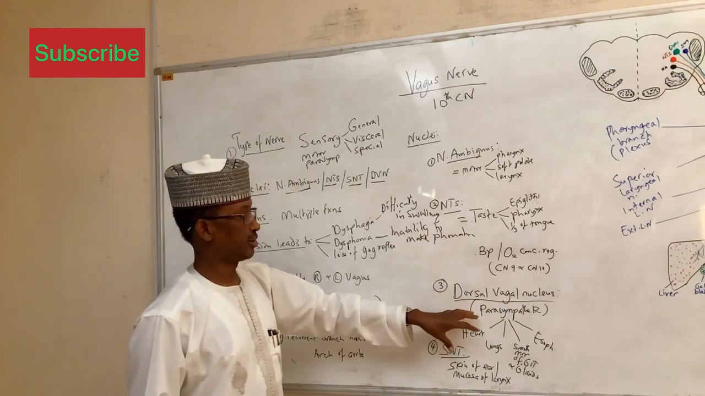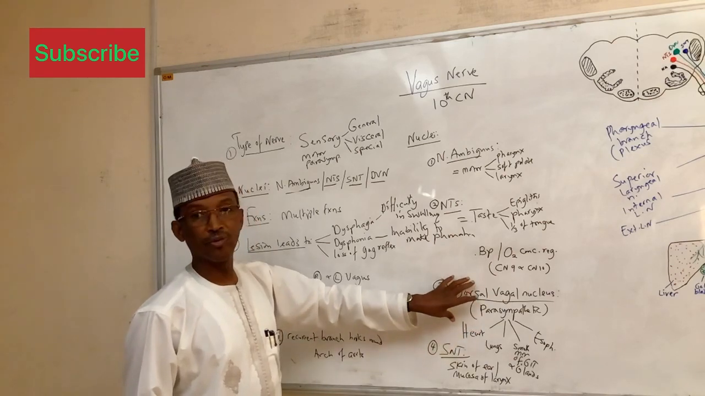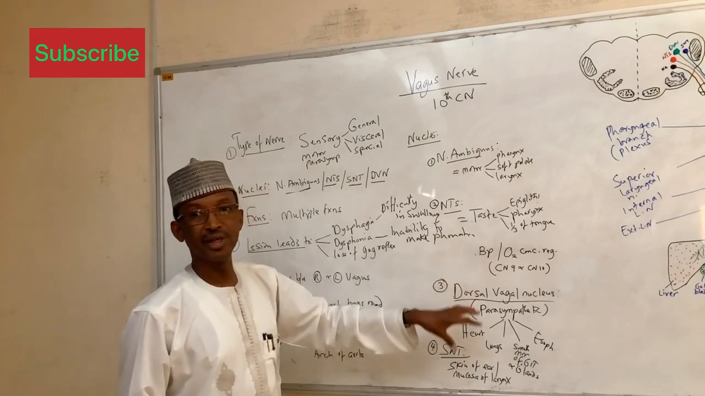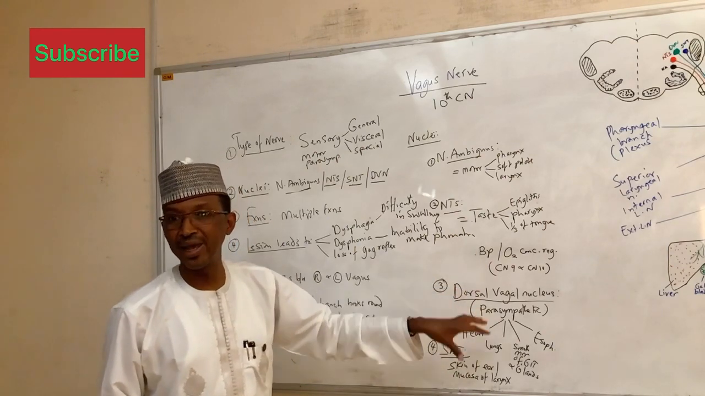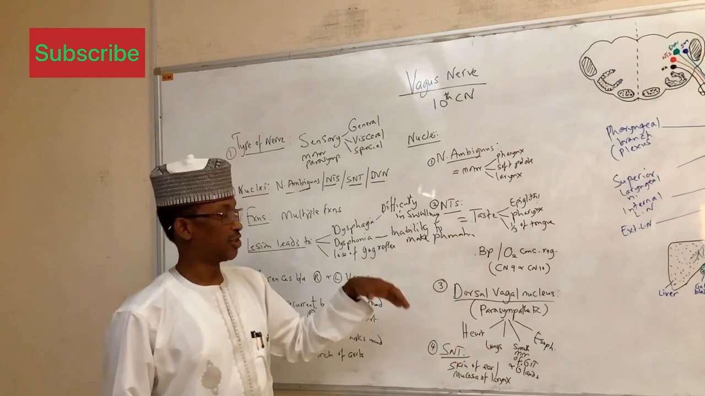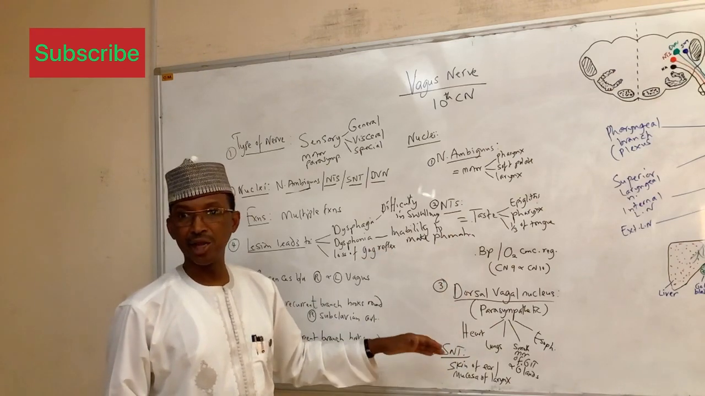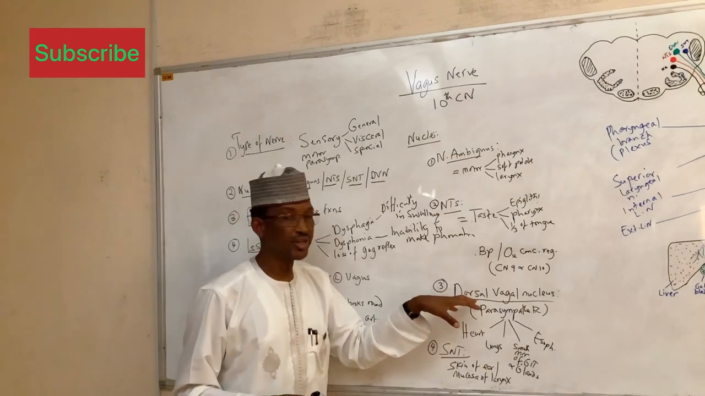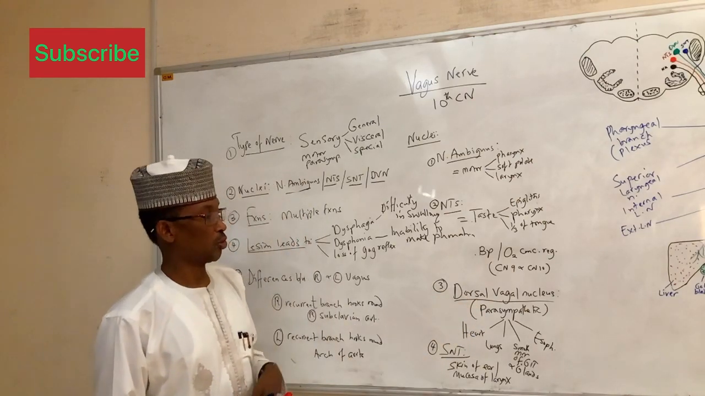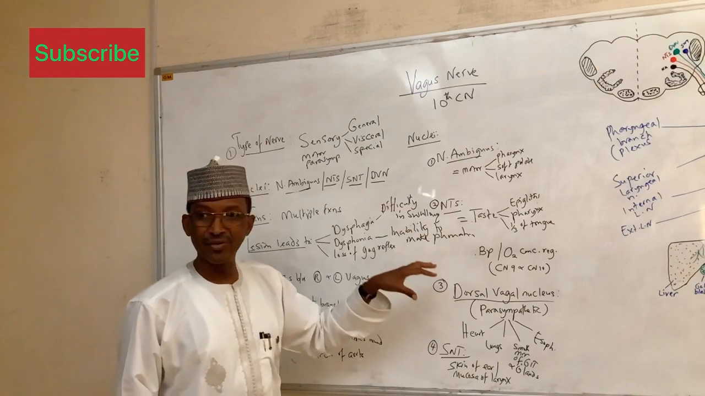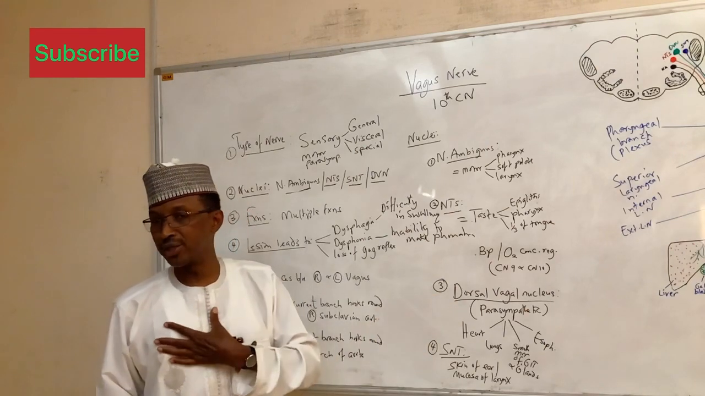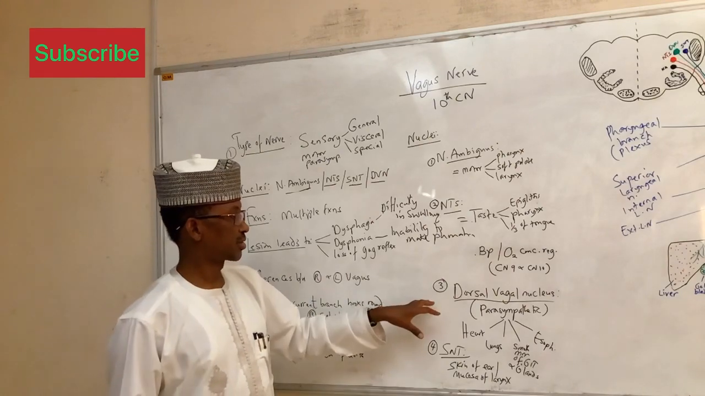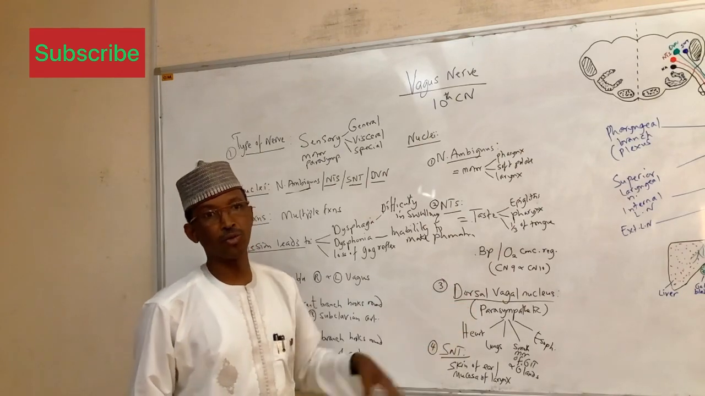This is one of the most important parts of the nuclei of the vagus nerve because it has multiple areas of supply in the body, ranging from the thorax down to the abdomen. There are various structures supplied by this dorsal group of nucleus. All these parasympathetic activities of our internal organs in the thorax and also in the abdomen, this nucleus is responsible for.